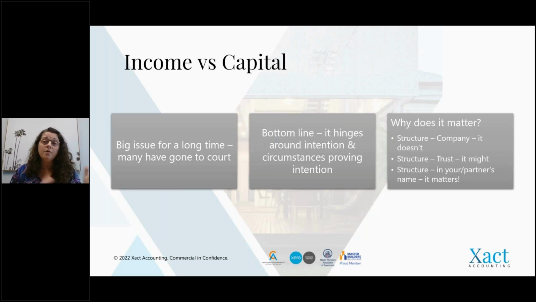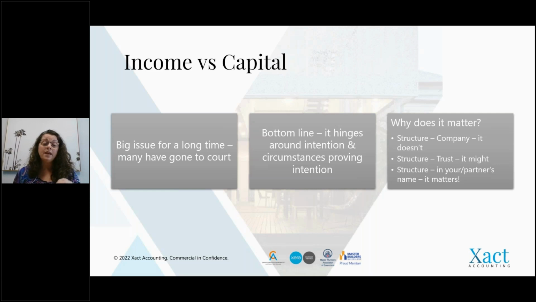And as I touched on before, income versus capital: this is a definition that has come through the law over a long period of time. There've been a lot of cases that have actually gone through the court system, looking at whether an activity or a development was in an income space or in a capital space. And I know the question that often people ask is, why does it matter?